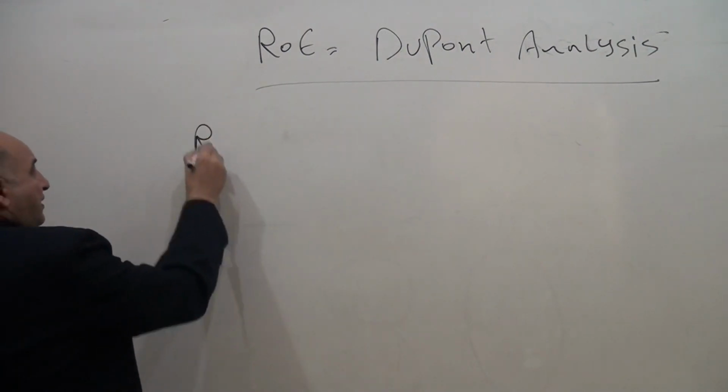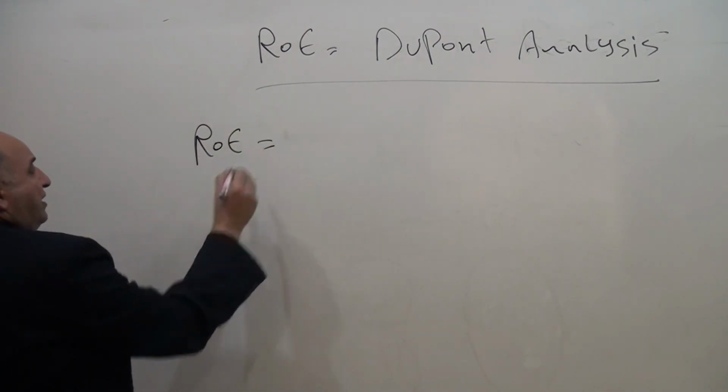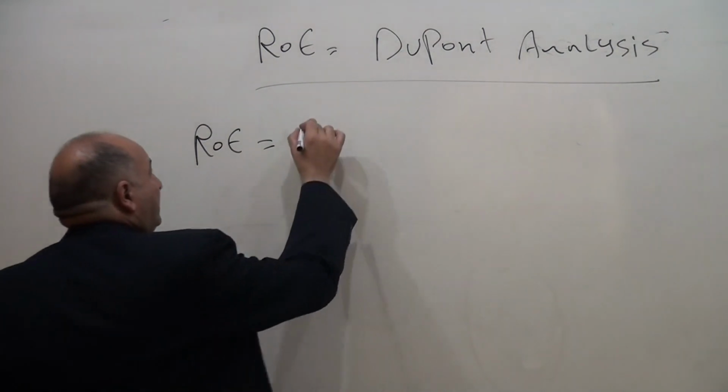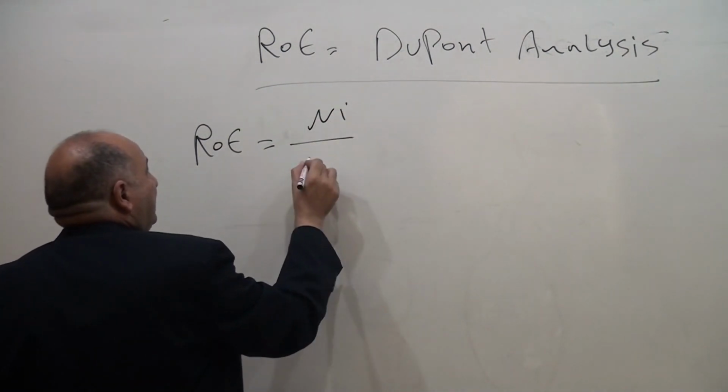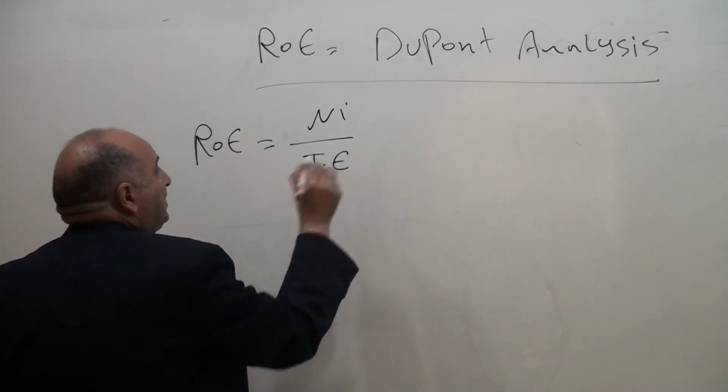What is ROE? ROE equals net income divided by total equity.